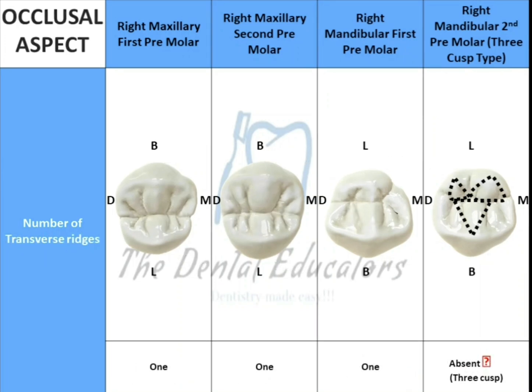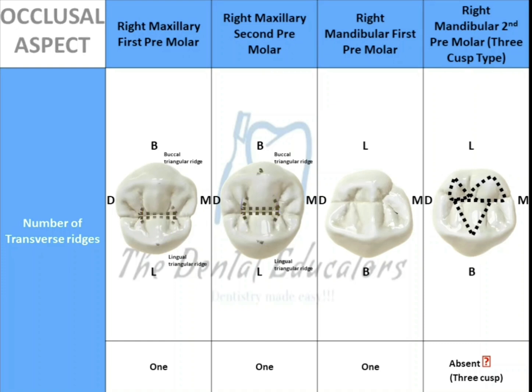The transverse ridge is a special ridge formed on the union of two triangular ridges. It can be observed in the maxillary first premolar, where the union of the buccal triangular ridge and the lingual triangular ridge develops a special ridge known as the transverse ridge. There is only one transverse ridge observed in the maxillary first premolars. Similarly, in the maxillary second premolars, the union of the buccal triangular ridge and lingual triangular ridge forms a transverse ridge, which can be observed in the image below.